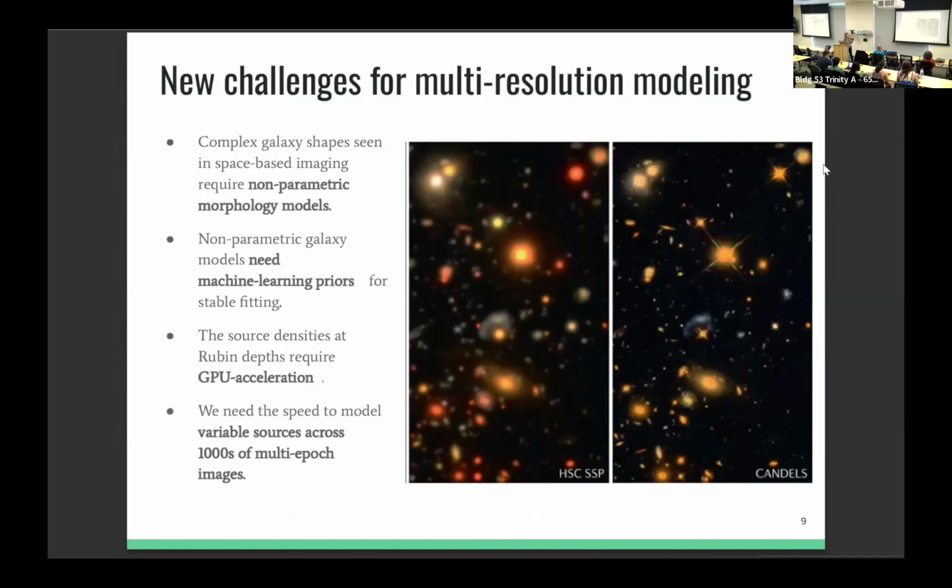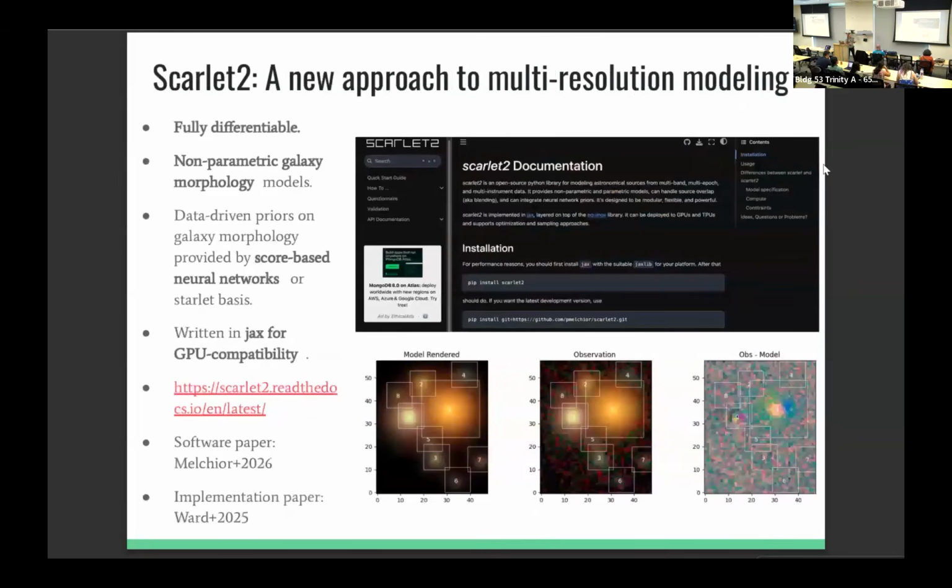And also at the depths of these surveys, we need this code to be fast. So it needs to be GPU accelerated and needs to be able to run efficiently across thousands of epochs for the transient science cases. So this is the code that we've built for this joint Euclid-Rubin analysis effort, but can be applied to any survey data. It's called Scarlet 2. You can check out the documentation here. And it's built to deal with these challenges that we have when we have wide survey data from space as well as ground.